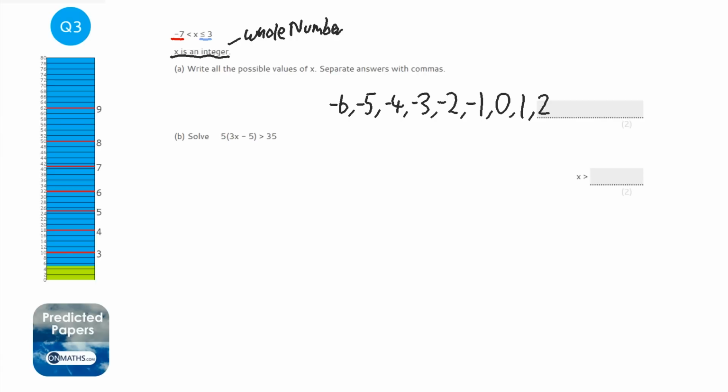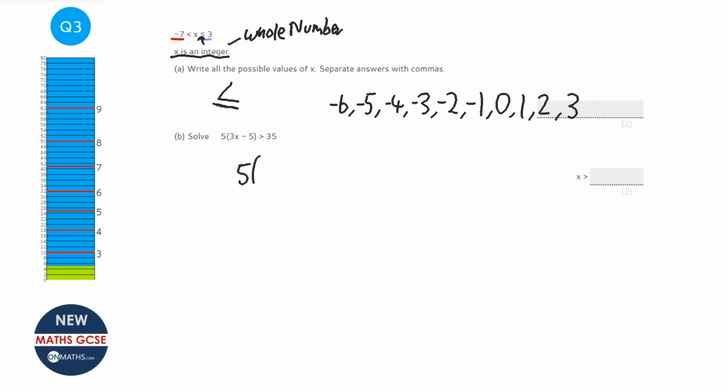It says x can be less than or equal to 3. So that line there, if you look at it, that little line there, so if I do it a little bit bigger, the line that I've just drawn there says it can be 3. So we must include 3 in our answer. And that's how you get full marks. Now you probably will get 1 mark if you forget to put the 3 down or you put the minus 7 accidentally. Right, the next one I'm just going to write out a little bit bigger.